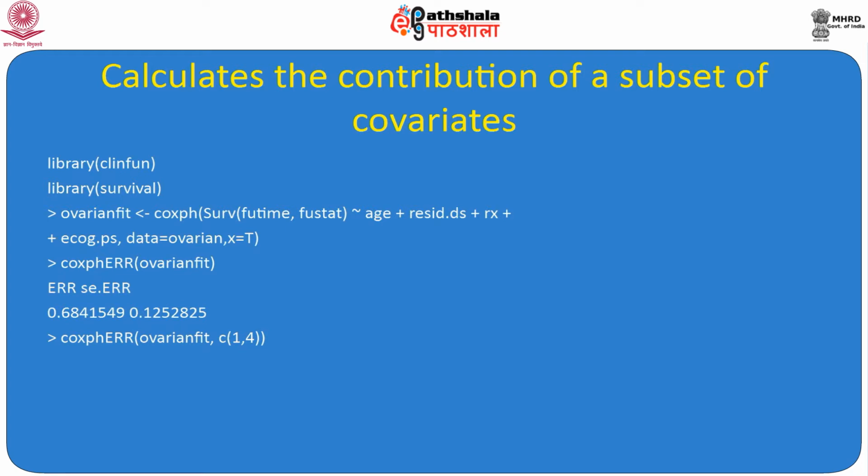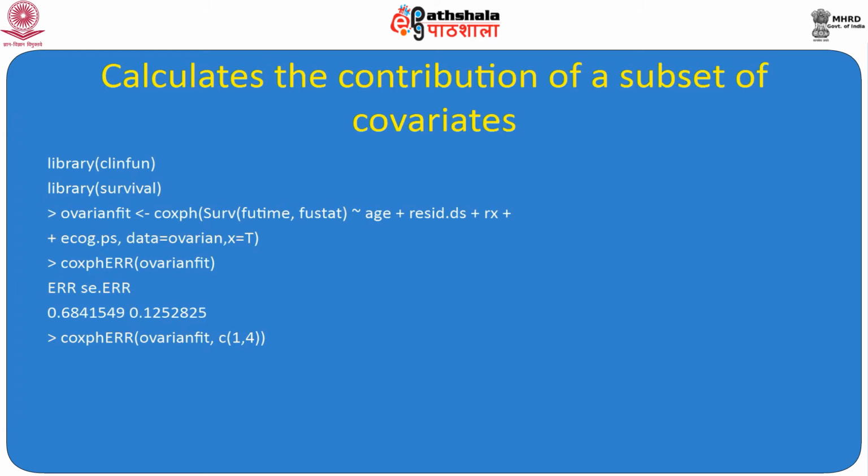Here for illustration we have considered 4 factors like age, residual disease, RX and ecog.ps, but here we can consider only one factor also, like RX. If we consider only RX as the right hand side and the left hand side as survival time and survival status, then we can find out what is the relative risk of dying for those treated with RX2 with reference to RX1.